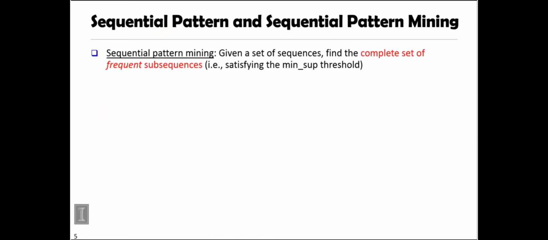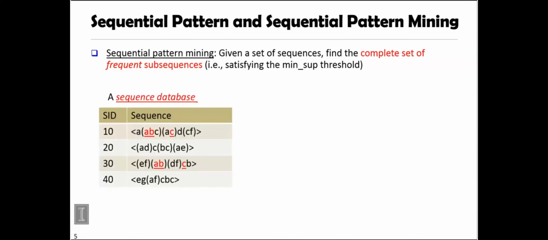So let's look at the customer shopping sequence as a major example to study how to do sequential pattern mining. Sequential pattern mining essentially is you give me a set of sequences. The algorithm is trying to find the complete set of frequent subsequences satisfying a certain minimum support threshold. Let's look at this example. We have a sequence database containing 4 customer shopping sequences.